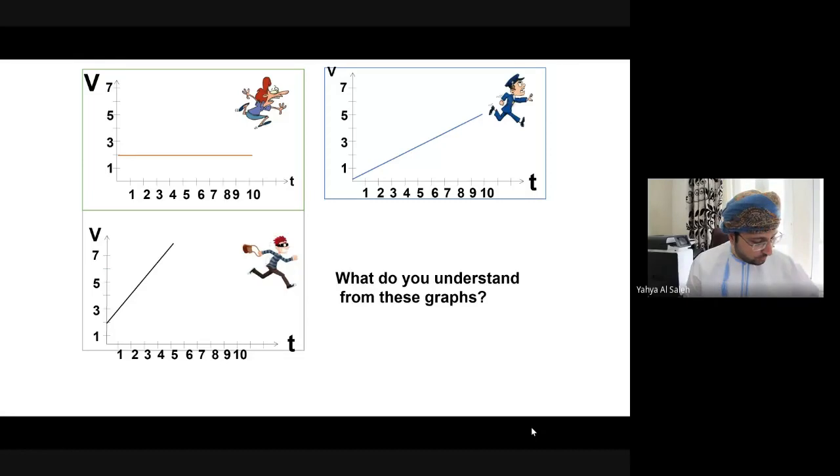Okay, so average speed, average velocity, instantaneous speed, instantaneous velocity. Okay, we have finished those. They're the same thing. One has a direction, one has no direction.